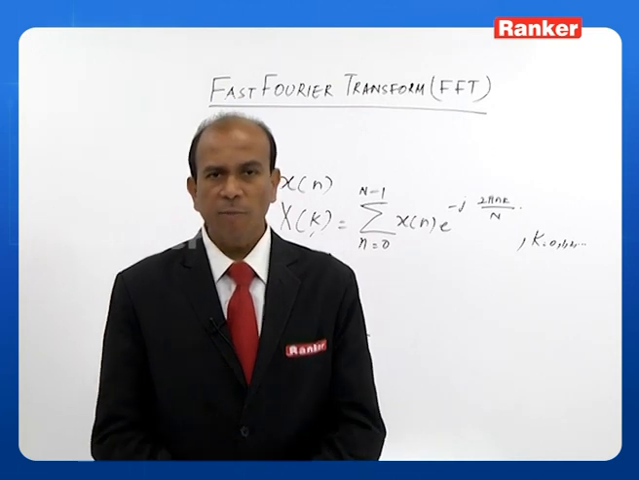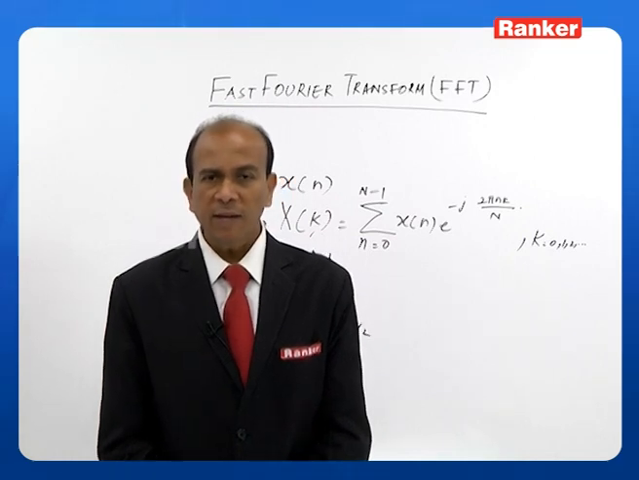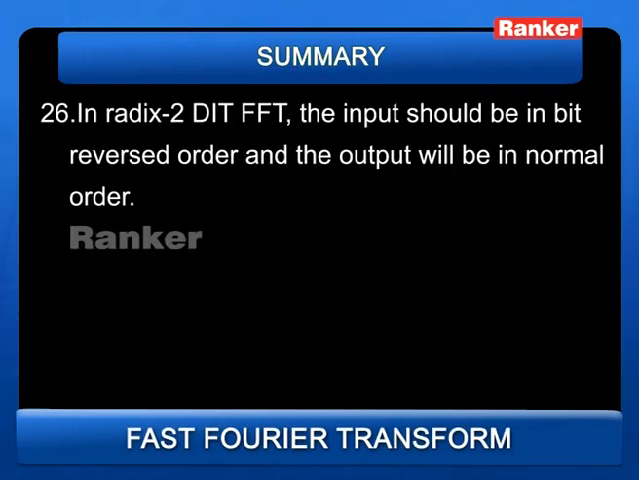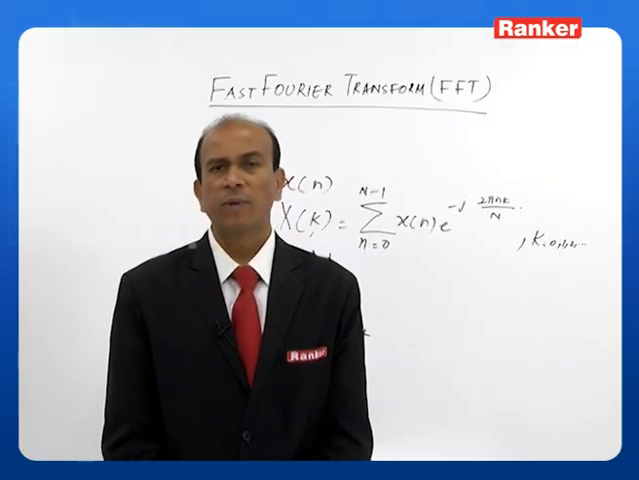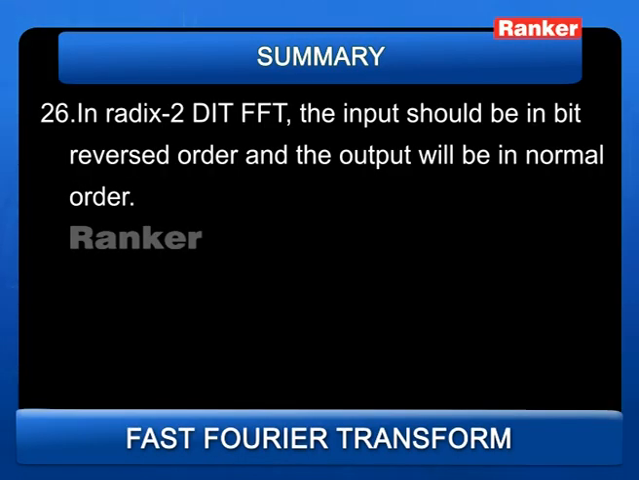Let us look at the 26th point. Let us look at two forms: one is radix 2 DIT FFT and the other is radix 2 DIF FFT. In radix 2 DIT FFT, the input should be in bit reversed order and the output will be in normal order. This is a very important point in 26. Let me repeat this so that we can understand a little better. In a radix 2 DIT, that is decimation in time fast Fourier transform, the input should be in bit reversed order, whereas the output will be in the normal order. So, this is in the case of a radix 2 DIT.